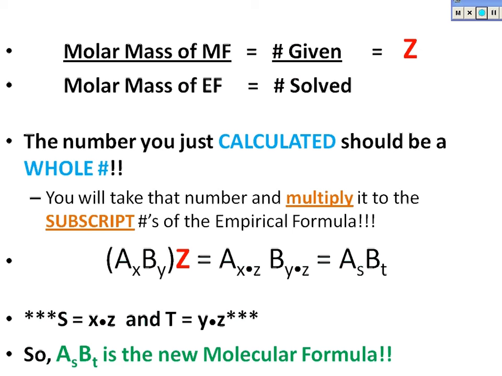And the empirical, should you have already found the empirical formula, then you just find the mass of the formula you've already found. And then once you divide them, you should get a whole number, right? What do you do with this whole number? Multiply it times the subscripts, and that will give you your new molecular formula.